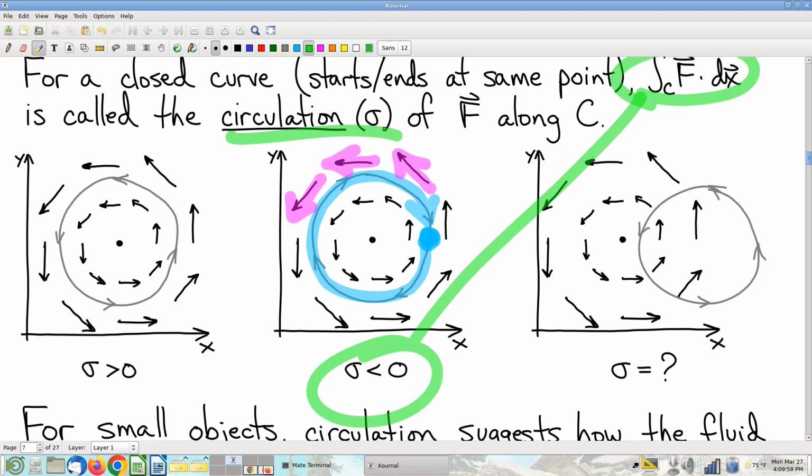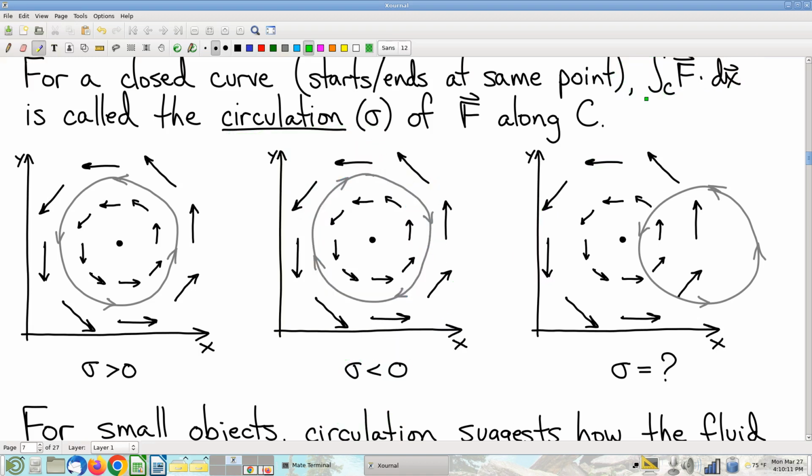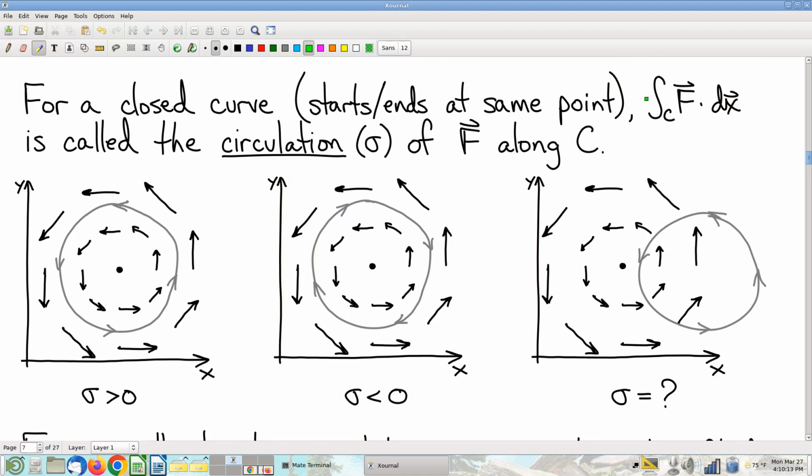It's a sum of a bunch of negative contributions. The circulation is negative. Everybody good? Okay. Now, do recall, when we talk about circulation, we're not talking about something that's just intrinsic to the vector field itself. Circulation is always asked with respect to a closed curve.